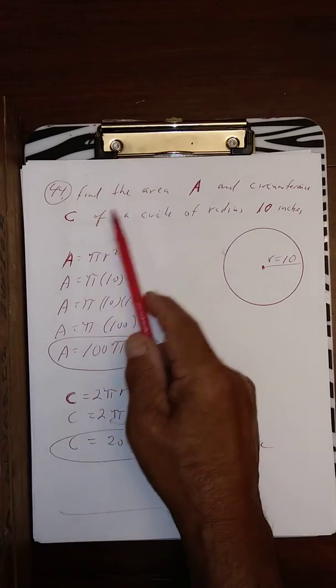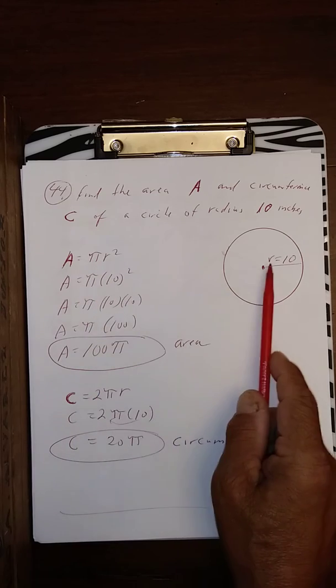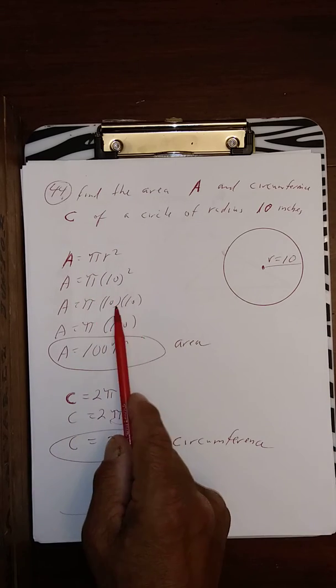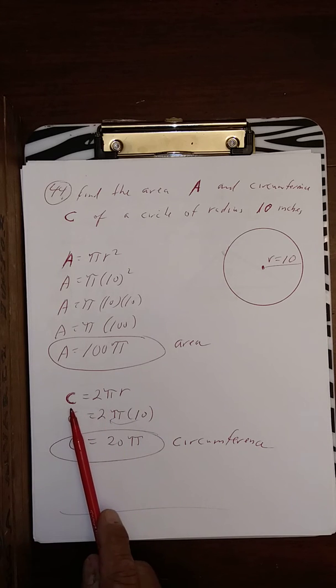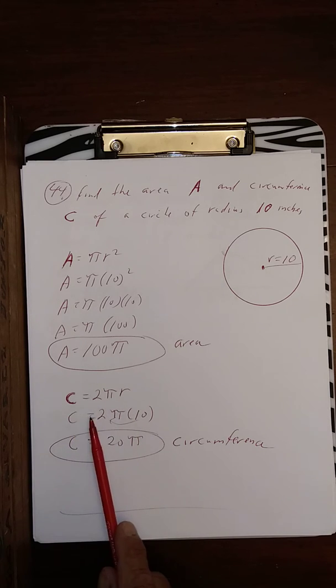Find the area A and circumference. So A equals pi r squared, there's an R. 10 in there, 10 squared is 100. 100 times that is 100 pi. Circumference is 2 pi r, so 2 pi times 10 is 20 pi.